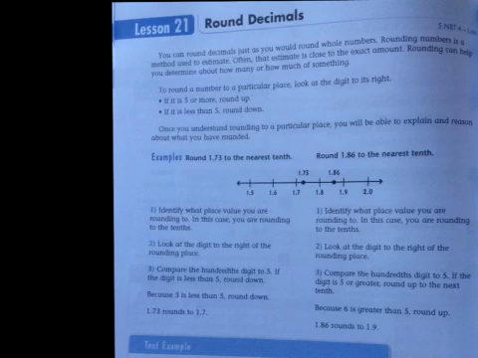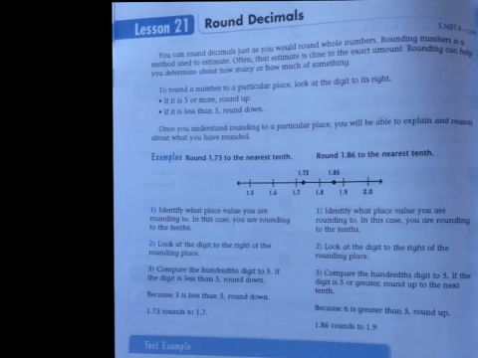So lesson 21, round decimals. You can round decimals just as you would round numbers. Rounding decimals is a method used to estimate. So often that estimate is close to the exact amount. Rounding can help you determine about how many or how much of something. So to round a number to a particular place, look at the digit to its right.